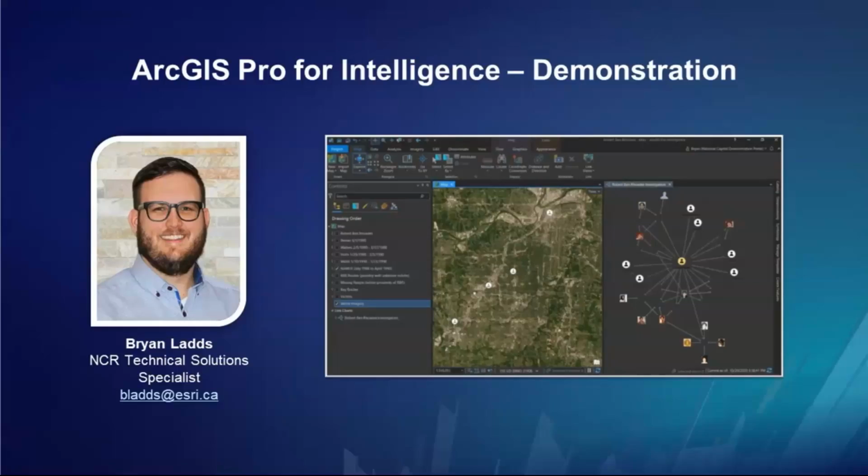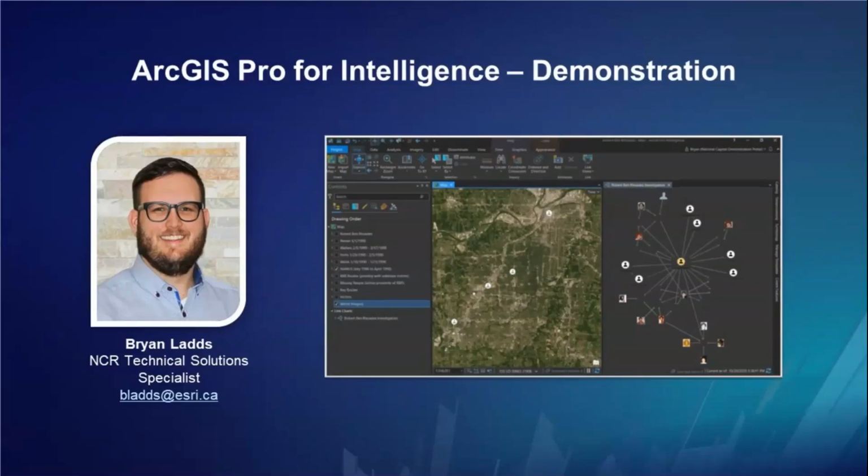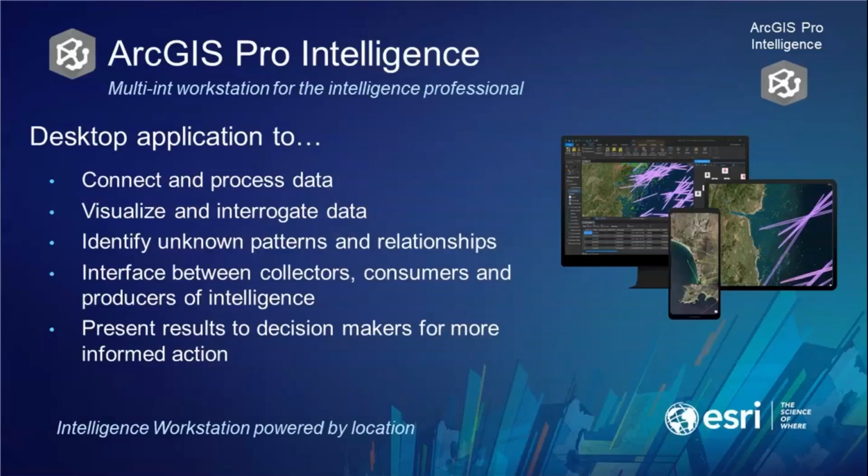Okay. Thank you, Brian, for this demonstration. So just to summarize, for those of you who missed the beginning, ArcGIS Pro Intelligence is a custom configuration of ArcGIS Pro. It is designed to help intelligence analysts connect and process data, visualize and interrogate data, identify unknown patterns and relationships, interface between collectors, consumers, and producers, and also present the results to decision makers for more informed action. So it is a multi-INT workstation which is powered by location-based technology.